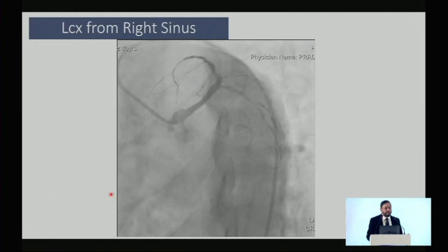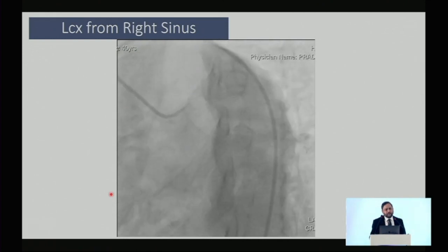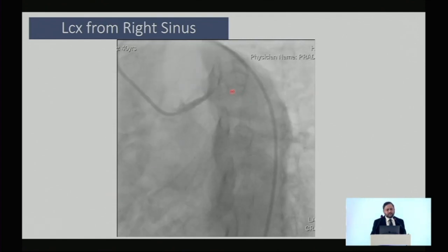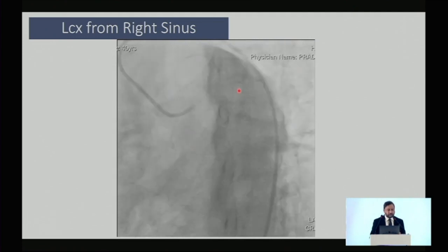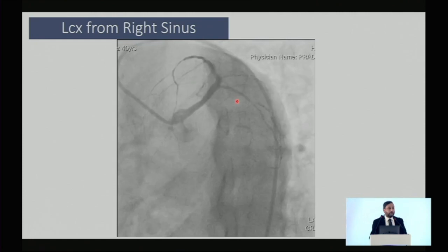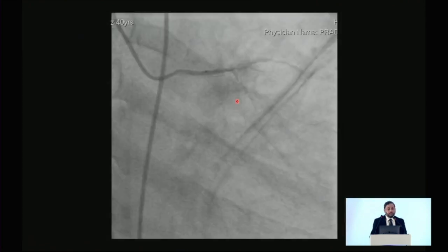So let's take the example of circumflex from the right sinus. The first impression, the first hint that you get, is when you see an abnormally long left main. Sometimes we are confused whether this particular branch coming out here is a rudimentary circumflex or a diagonal. It may be a rudimentary diagonal or a long left main. So the next view, remember, is RAO. Whenever we are confused, the view is always RAO.